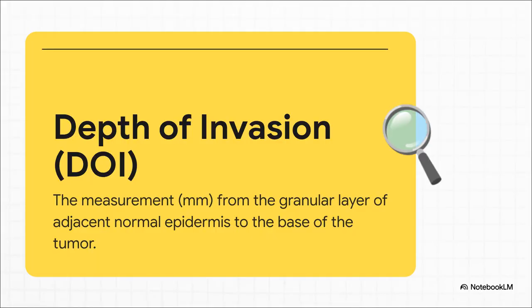Next up is one of the most important measurements we make, depth of invasion, or DOI. And listen, the protocol is incredibly specific about this. You have to measure from the granular layer of the adjacent normal epidermis all the way down to the deepest part of the tumor. This is exactly why getting good sections at the grossing bench is so important. A tiny mistake here can literally change the entire T-stage.